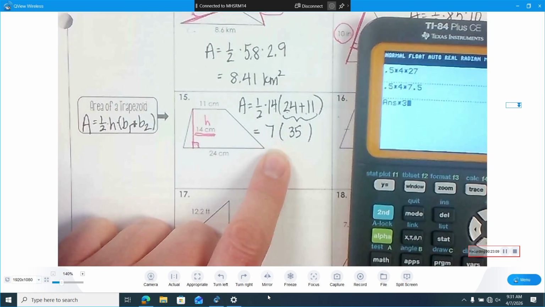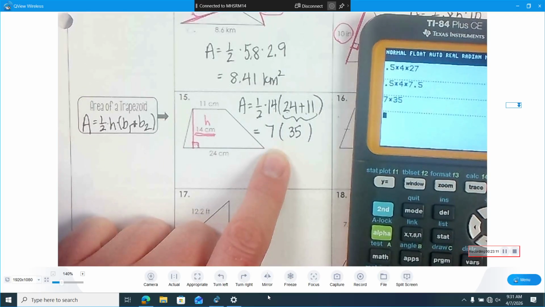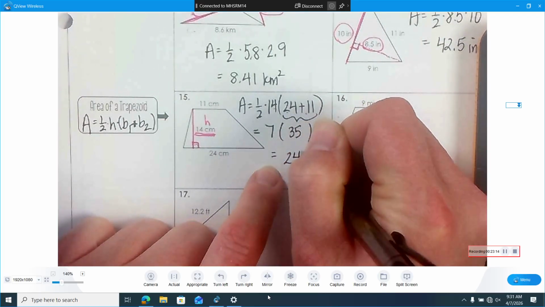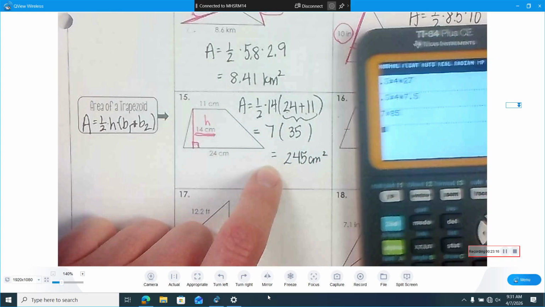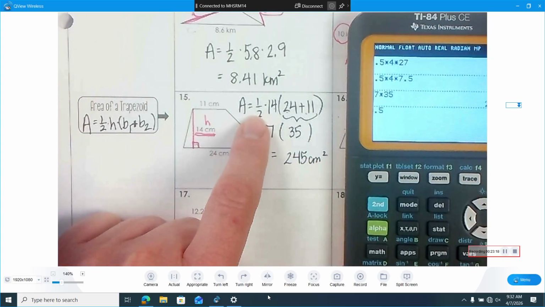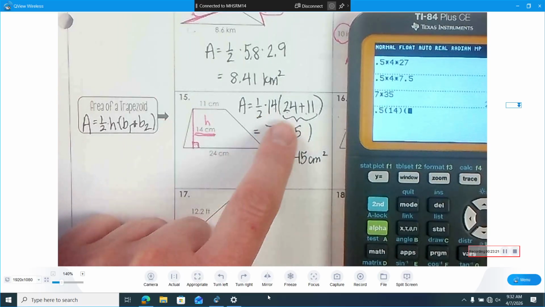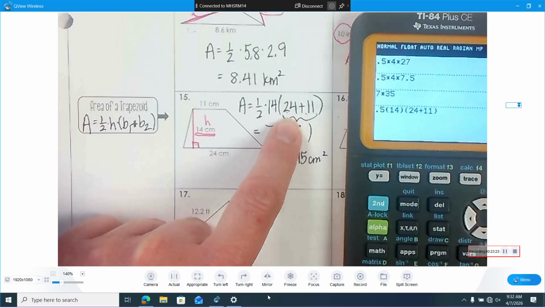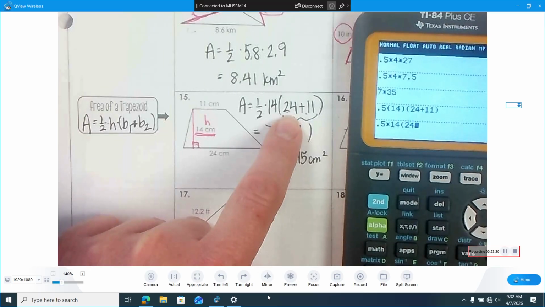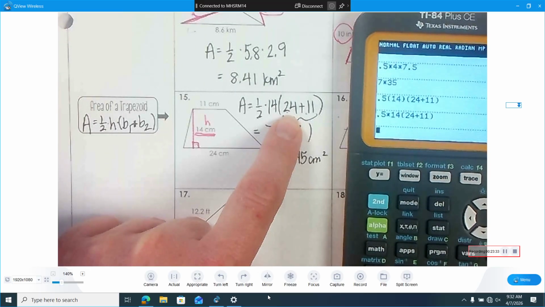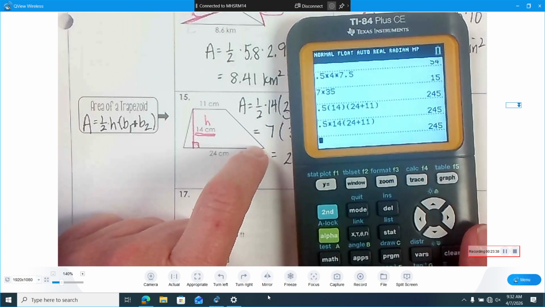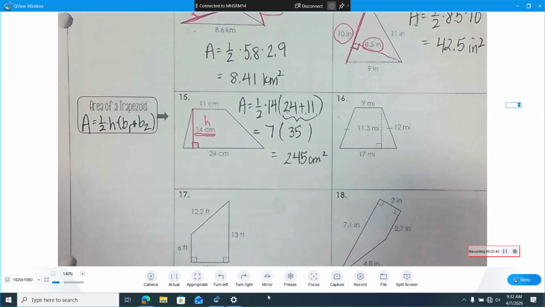All right, let's see. So 7 times 35 is 245. And this is centimeters squared again. If you typed it in, like 0.5 times 14 times 24 plus 11, as long as you use your parentheses, you get the same answer. And you could do 0.5 times 14 and then the parentheses 24 plus 11. You'll still get the same answer. But be careful, I'm going to say. Just be careful. All right, number 16.